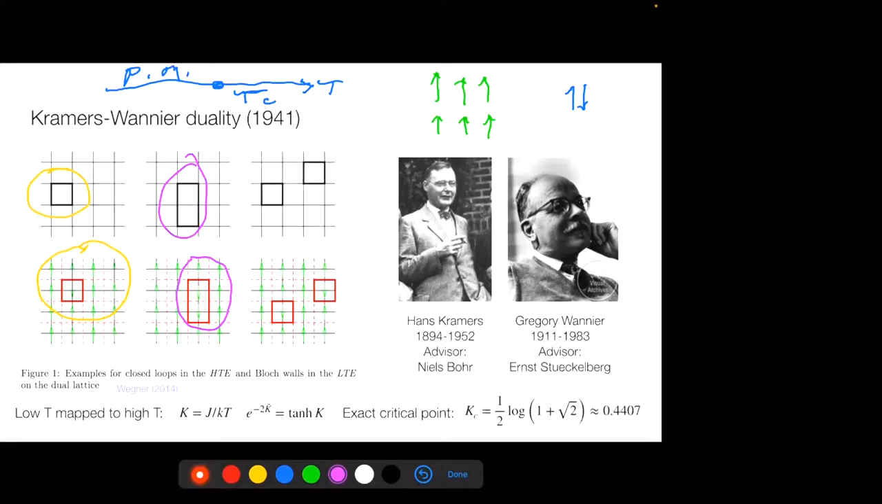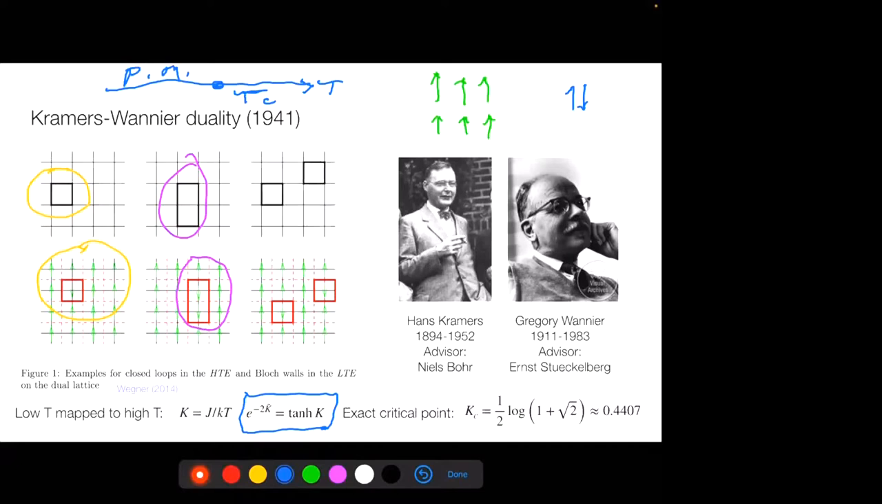You'll notice that this is a pretty complicated looking transcendental equation that relates a high temperature coupling to a low temperature coupling. And by looking at this point, assuming that there's a critical point, they could say, well, at the critical point, the two couplings are the same. And that exact critical point is 0.4407. And they turned out to be completely right. So the two-dimensional Ising model has a Curie temperature, a critical temperature, at 0.4407.